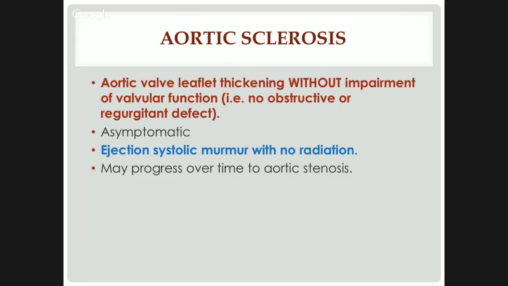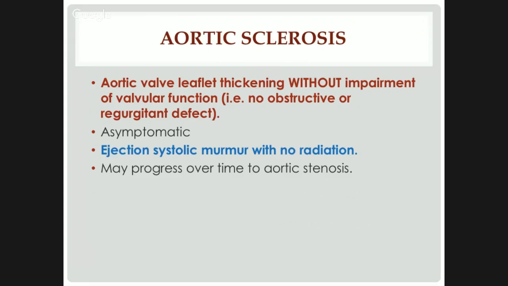Aortic sclerosis, remember I said this is the non-pathological version of aortic stenosis. It's thickening, but the valve itself is normal. So there's no obstruction, there's no regurgitation, the valve is good. So they're asymptomatic, but they have an ejection systolic murmur. So it's thickening of the valve, but the valve is still fine.